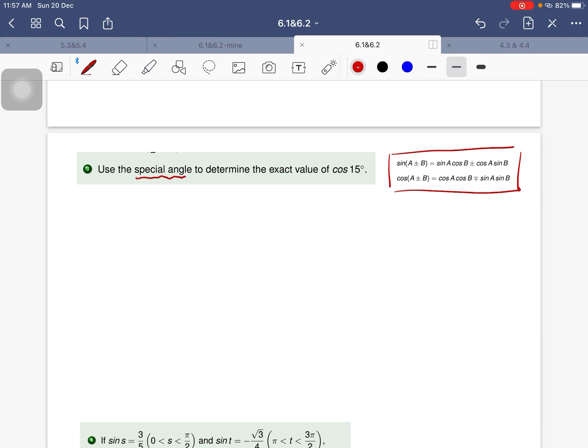Okay, and then let's have a look at the third example. For the third example, the question says use the special angle. That will be the keyword. You have to refer to the special angle, and you have to determine the exact value of cos of 15 degrees.